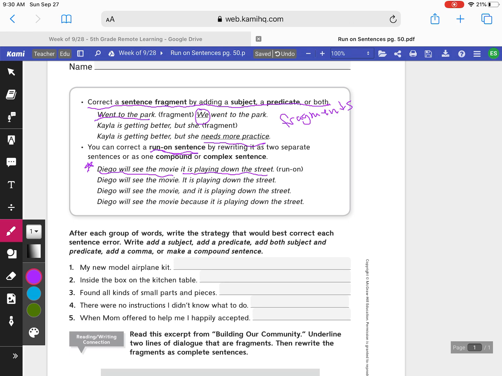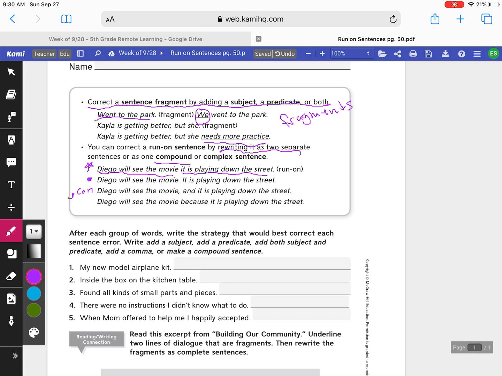I could do a couple different things here. The first example, they say that I can rewrite it as two separate sentences. So I could say Diego will see the movie, period. It is playing down the street. It's a little choppy, but it's doable. Or I could, so I'm going to put a period here because that's what they did here. Diego will see the movie, comma, and it is playing down the street. That's our comma conjunction. So we could do that. I'm going to say comma conjunction. We could do that as well. Now it is a correct sentence.